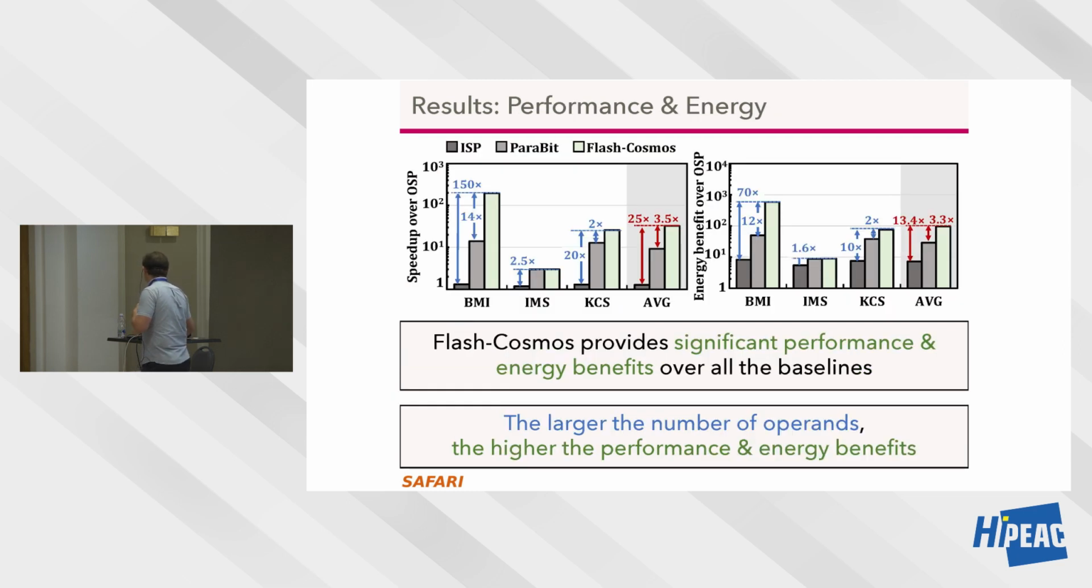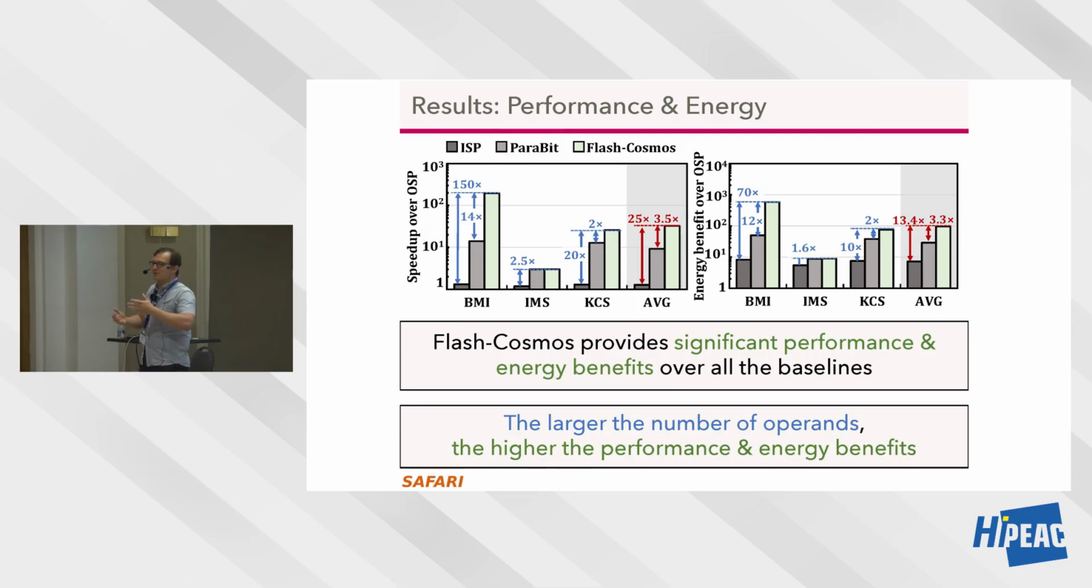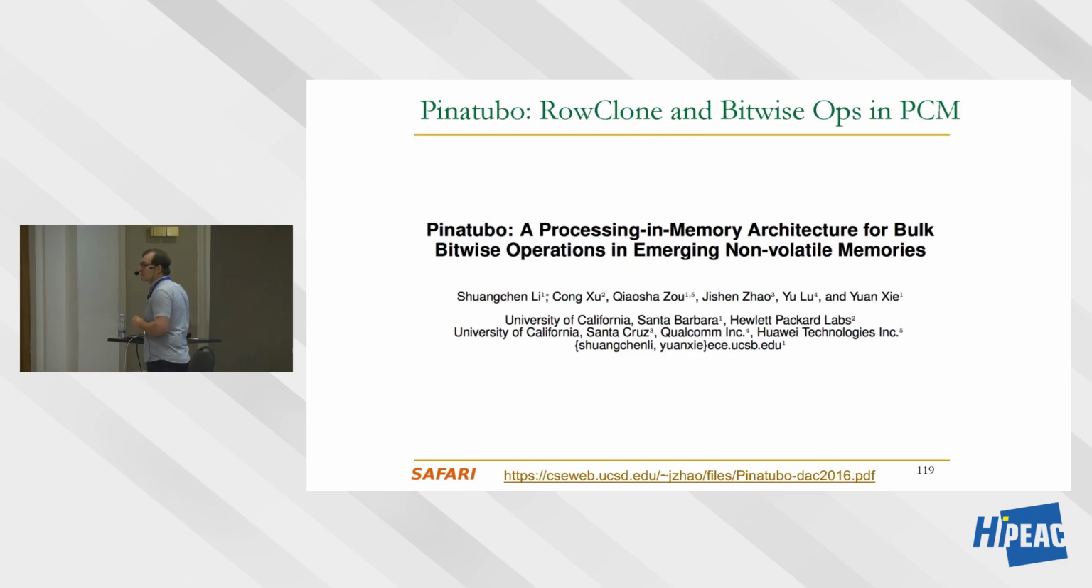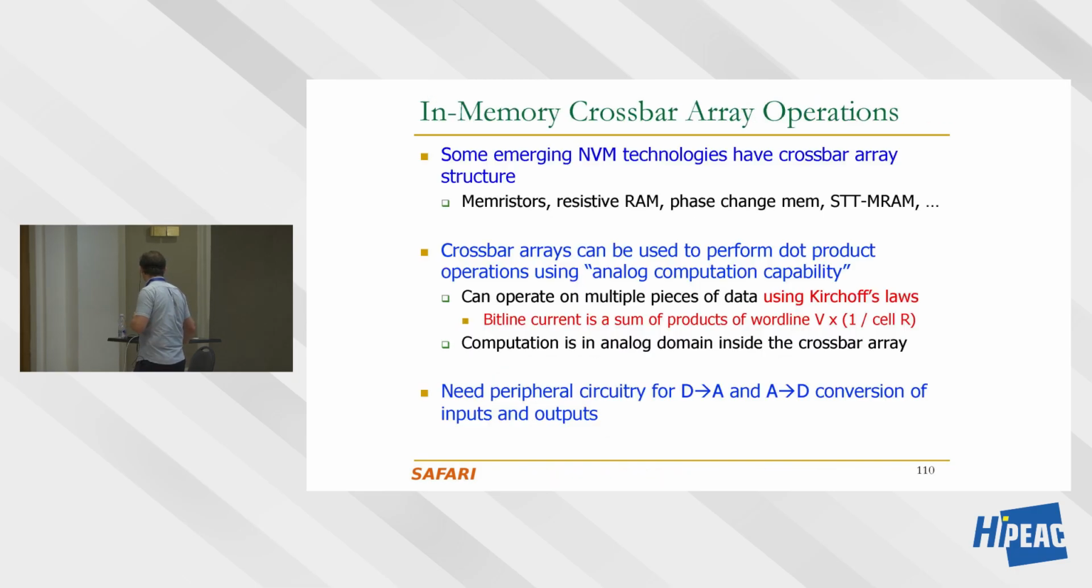These are simulation results based on what we have seen, and we see significant energy and performance benefits. And the energy and performance benefits actually increase with the number of operands that you're using in these operations. Okay, I'm going through some of these quickly because I think the basic ideas are very similar. And other people have actually shown that you could do similar operations like row clone and bulk bitwise operations in phase change memory and other non-volatile memories. I'm not going to go through this, but essentially the idea is the same. They were inspired by our work that was published a year before. This is a beautiful paper that also talks about how to do it in non-volatile memories.